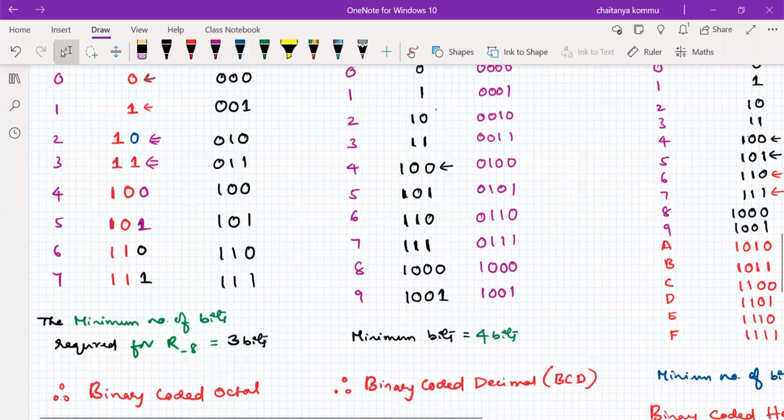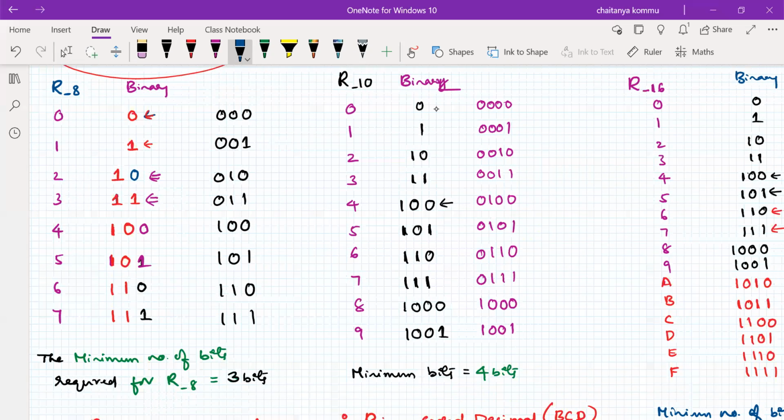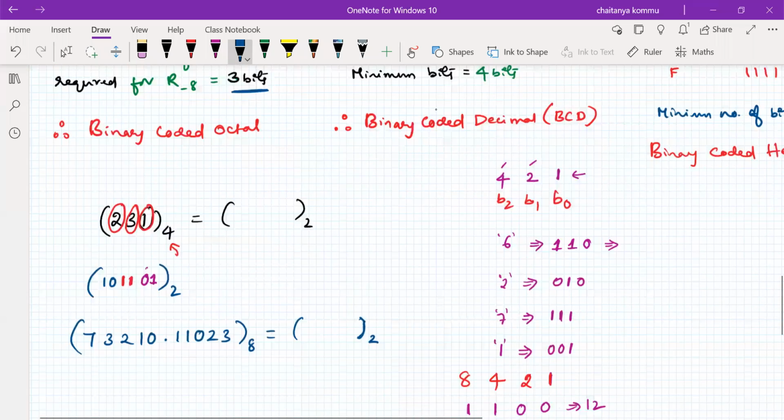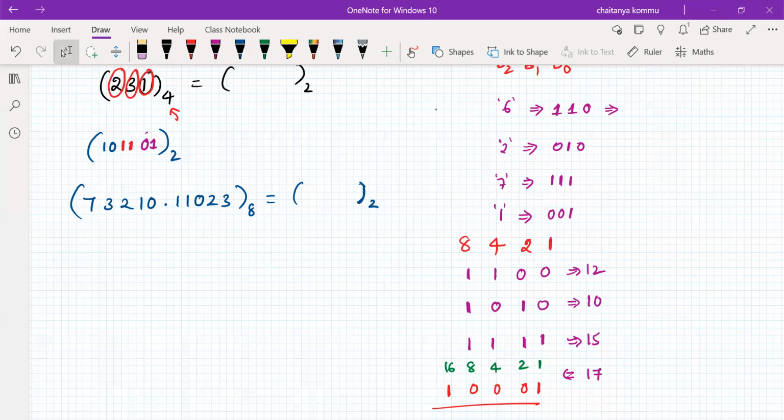In octal number system, each digit is represented by a minimum of 3 bits. 3 bits, not 4, it's 3 bits. So we have to take 3 bits. This point is called the octal point. From this, the left hand side is the integer, and the right hand side we can hold as a fraction.